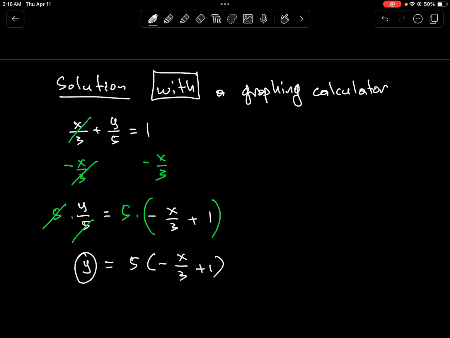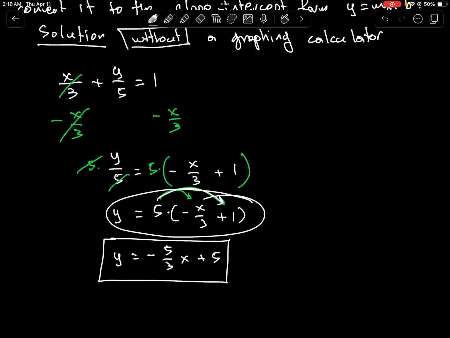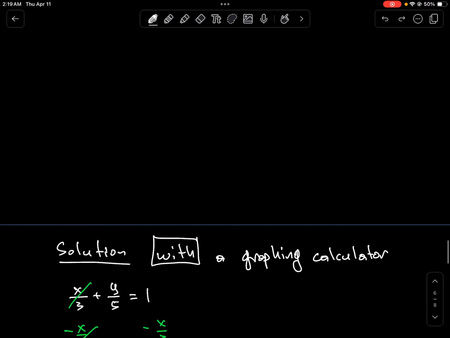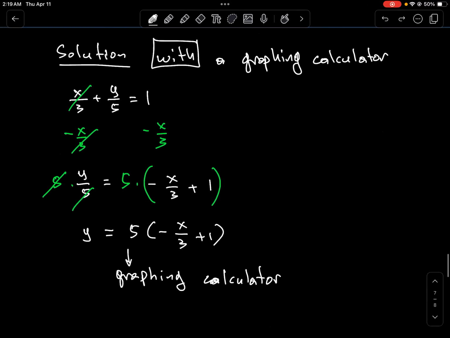Now, y is isolated. I stop. I don't need to do anything else. So that is what I give to the graphing calculator. So how much work do I save? I save the last step that I distribute. I don't have to do that step. I stop here instead of doing one more step. Okay, well, that's something, but it's also good practice.